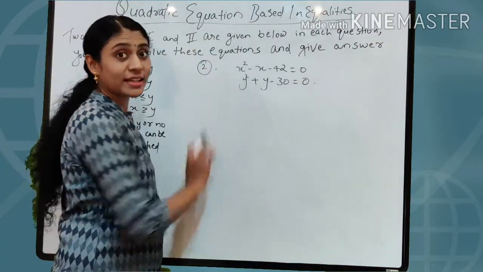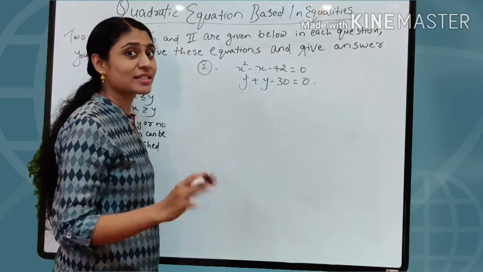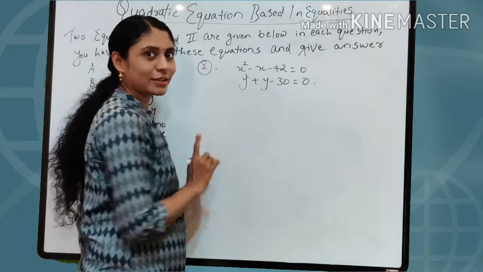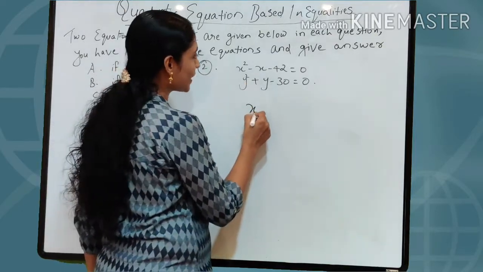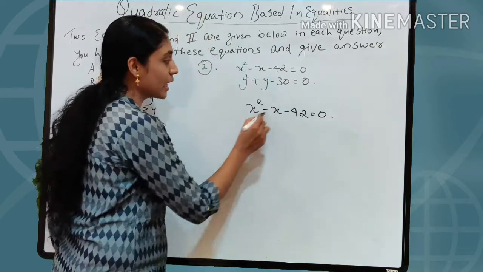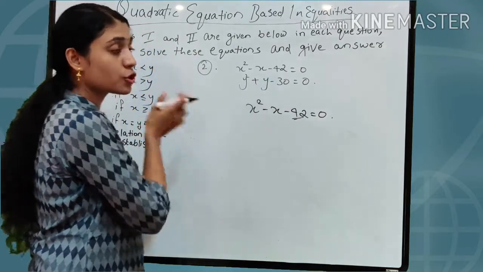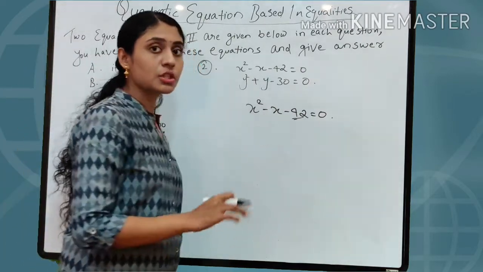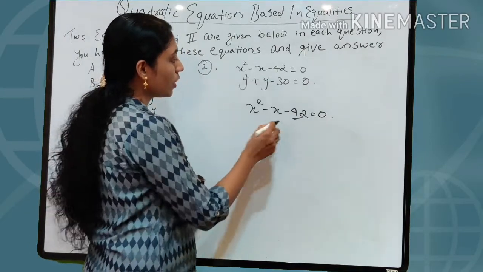Here the equations are x square minus x minus 42 equal to 0 and y square plus y minus 30 equal to 0, right? So taking the first equation, that is solving for x, x square minus x minus 42 is equal to 0, which can be written as, here the constant term is minus 42 and the middle term is minus 1, right? So how can we write?